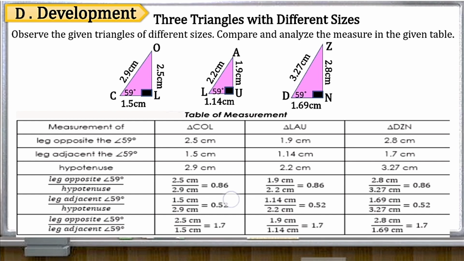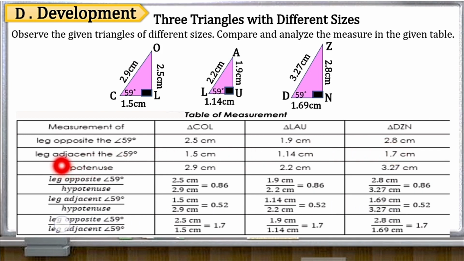So, simulan natin class sa leg opposite the 59-degree angle. So, ito yung 59-degree angle natin sa triangle COL. So, opposite side niya class, nandito, 2.5 cm. Dito naman class sa triangles LAU, so yung opposite ng 59 degree is 1.9 cm. Dito naman class, sa triangle DZN, yung opposite ng 59 degree is 2.8 cm.